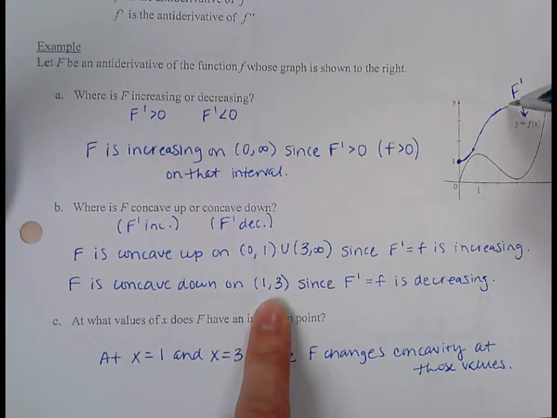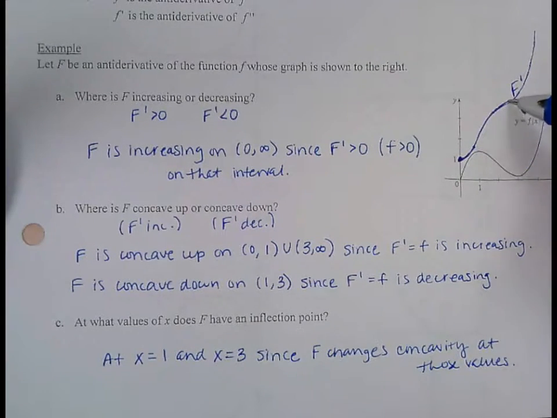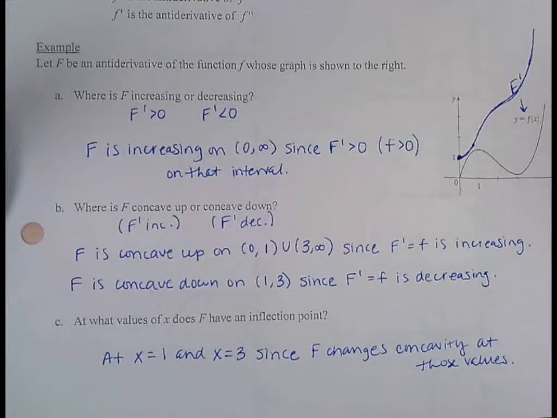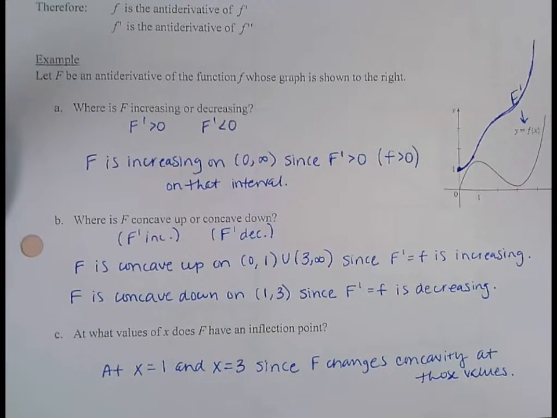And then at 3, it's changing back to concave up, even though you're still increasing. It looks kind of weird, but that would be a possible graph. And then E asks how many antiderivatives F has.